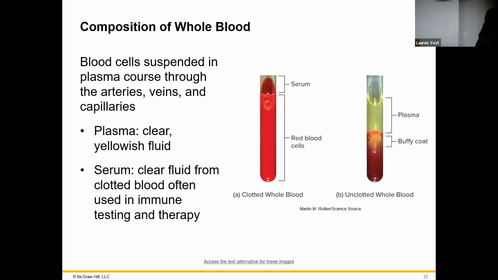So you collect just blood by itself, nothing else mixed in it, clotted whole blood. You can then centrifuge that, and the clot part will settle at the bottom, and the liquid will separate out. And that liquid is called serum. Okay? It's not been treated with anything. There's no chemicals in it.